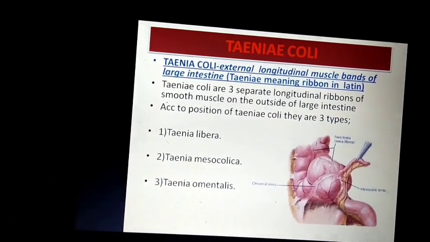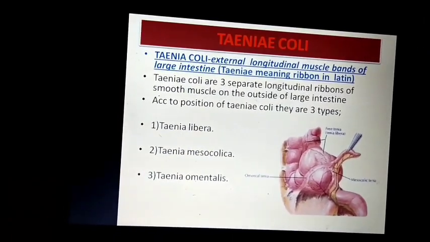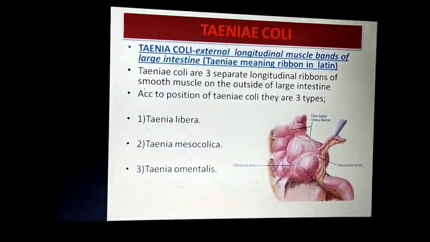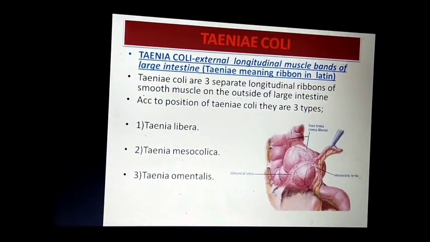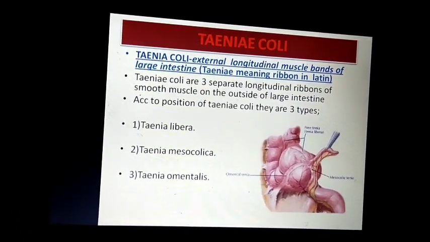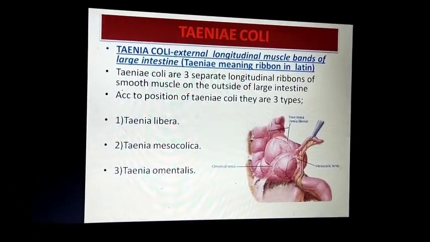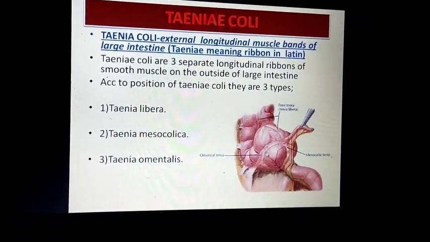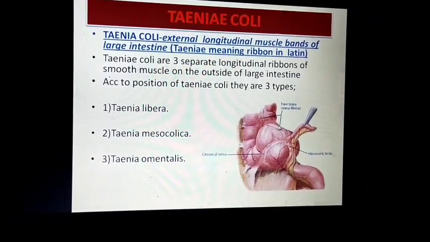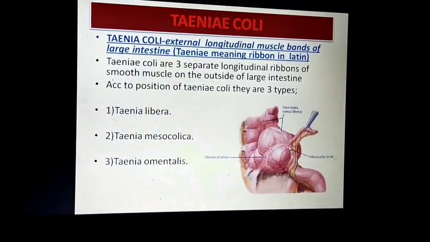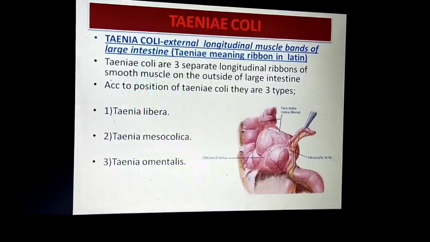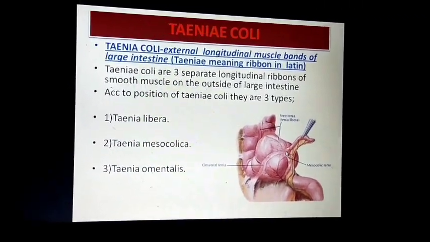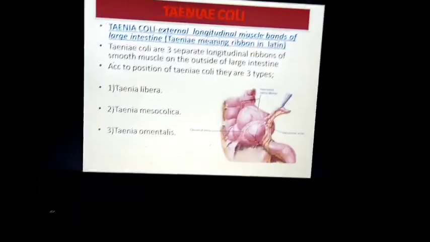Okay, now we can go for the tinea coli. The tinea coli are three in number. The importance of the tinea coli is, one thing, identification of the large intestine. Another is identification of the base of the appendix. Where all the three tinea coli join is the base of the appendix. You can see this is one tinea coli, this is another, and here is another. All the three tinea coli join, and that point denotes the base of the appendix.